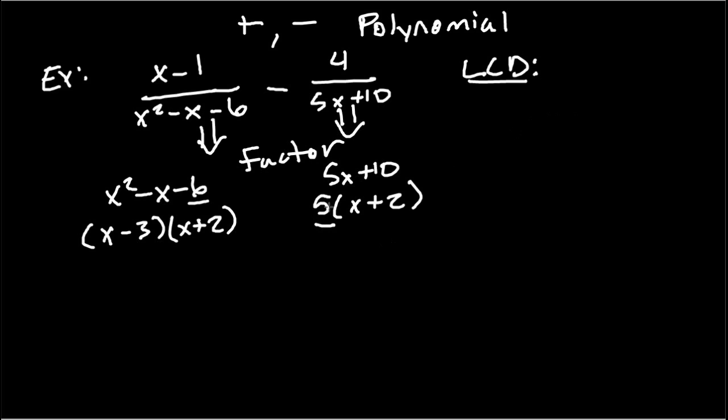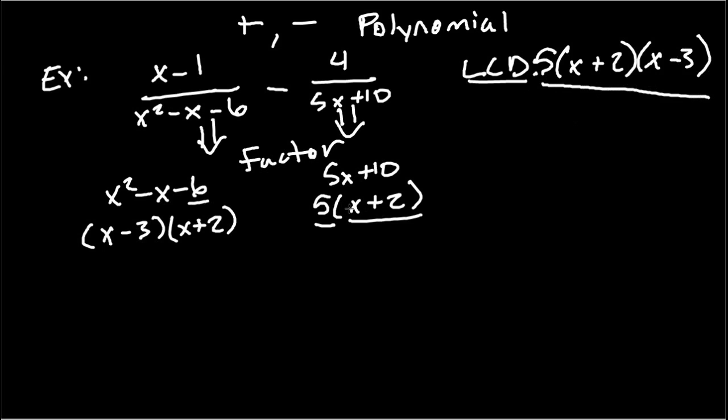So let's look at 5. 5 appears once and none. So the most times it appears is once, so that's how many times it appears in our LCD. Now, x plus 2 appears once and once. So again, the most it appears is once. Well, that's how many times it's going to appear in our LCD. And then x minus 3, once and none. So it is going to appear once in our LCD. So this right here is our LCD.